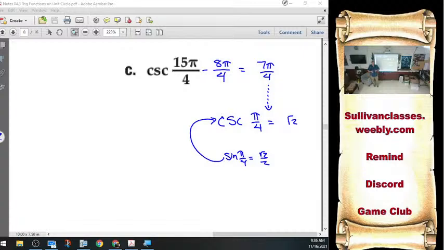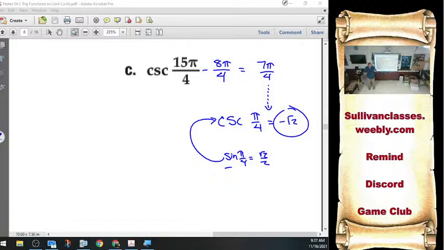You see how you don't have to know the entire chart. You just have to know half of it. And then I'm in quadrant 4. All students take calculus. How do I know if cosecant is positive or negative? It's the reciprocal of sine. Sine is negative in that quadrant, so cosecant will also be negative in that quadrant.